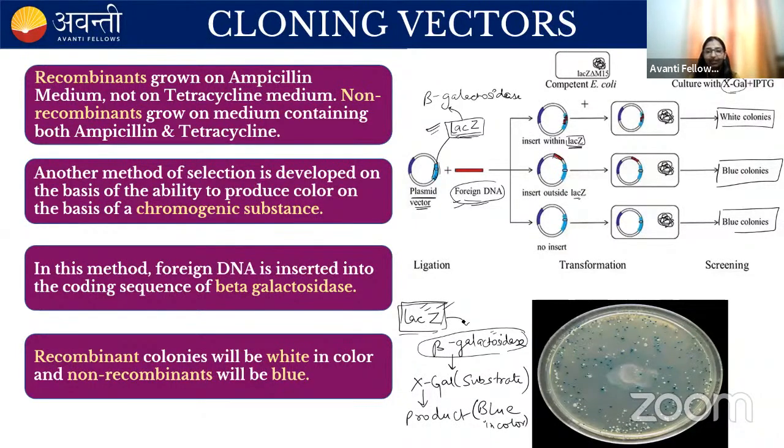Okay, I hope it is clear to everyone why we are getting blue colonies or white colonies. So the blue colonies will carry the non-recombinant and the white colonies will carry the recombinant vector.